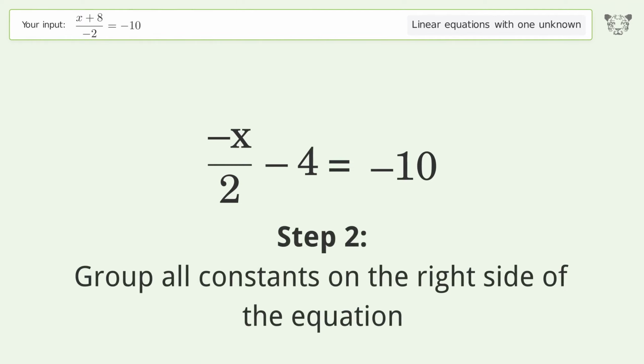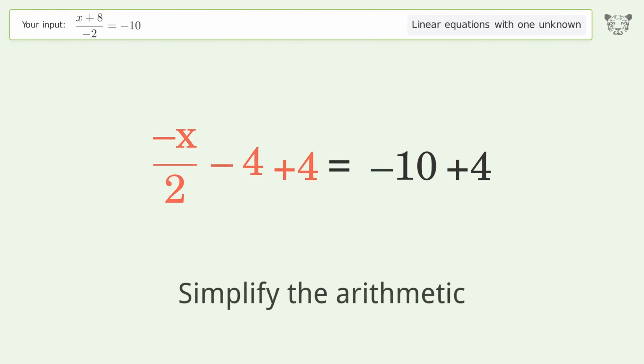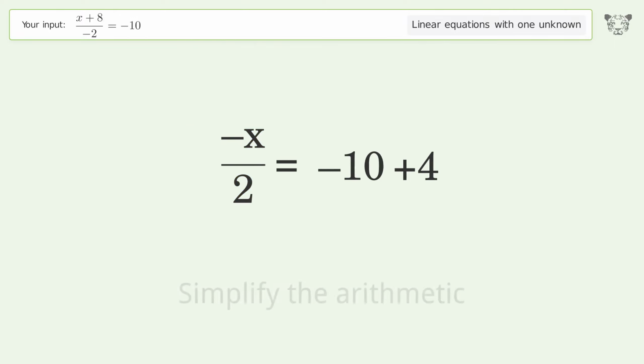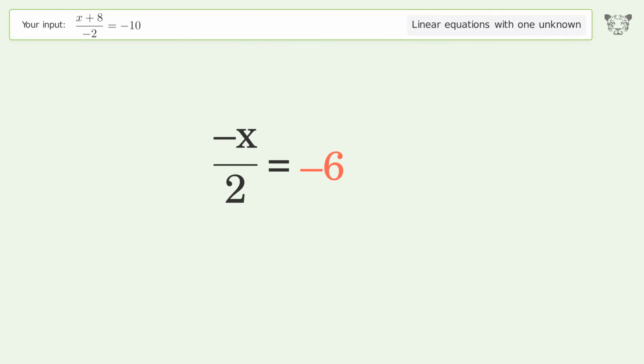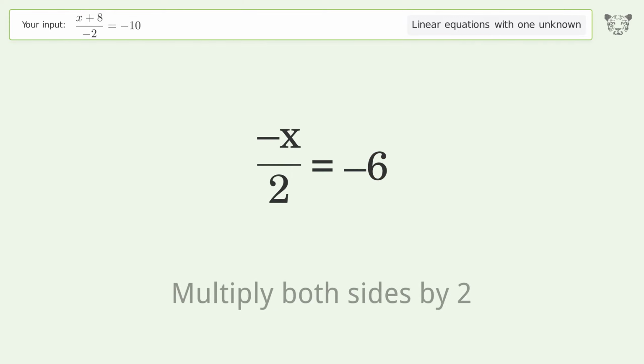Group all constants on the right side of the equation. Add 4 to both sides. Simplify the arithmetic. Isolate the x. Multiply both sides by 2.